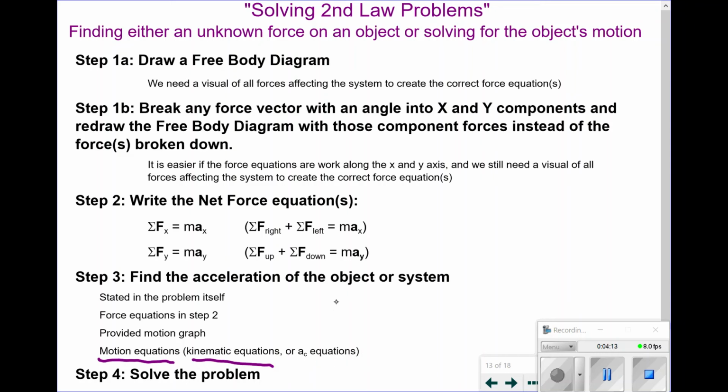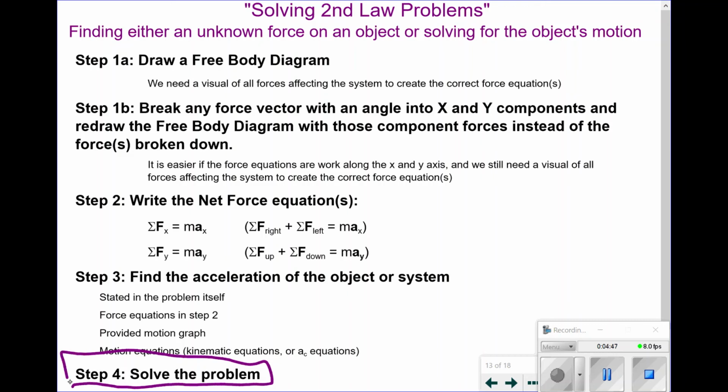If you are given a graph, such as a velocity versus time graph or position versus time graph, you can either use the kinematic equations to solve those graphs, or you can use whatever property of the graph you know of to find the acceleration. Admittedly, most people would rather just use the kinematic equations, since that is rooted from those properties. And the kinematic equations are always provided. Once you have the acceleration, you can now solve the problem.